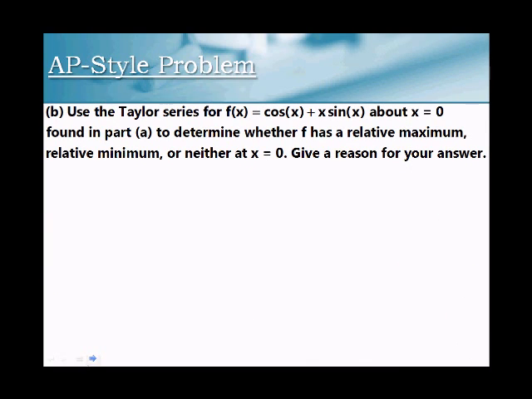It says use the Taylor series for f of x about x equals 0 that we found in part A to determine whether f has a relative minimum, a relative maximum, or neither at x equals 0. We have to give a reason for our answer. This is really cool. This is a lot less tedious than part A. In fact, this is a situation where the Taylor series can make a problem a lot more efficient and really quick.